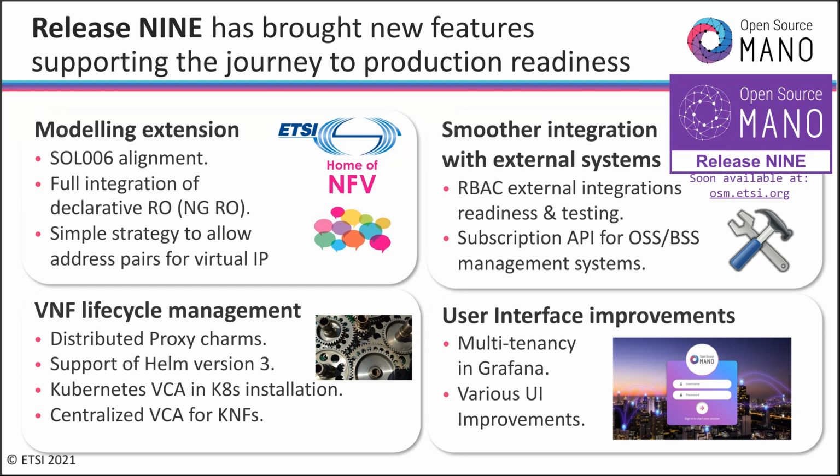Centralized VCA for KNF, so we can do that as well. We have a smoother integration with external systems. This is part also of our path to production readiness, and it's a result of those initial deployments. So the integrations with RBAC are much simpler. And of course, the subscription API has been enhanced to report to the OSS and BSS systems.